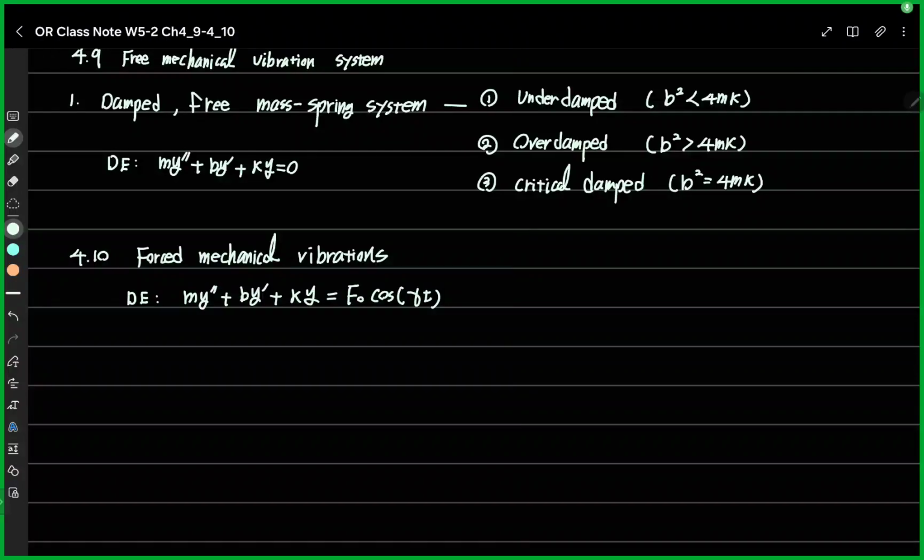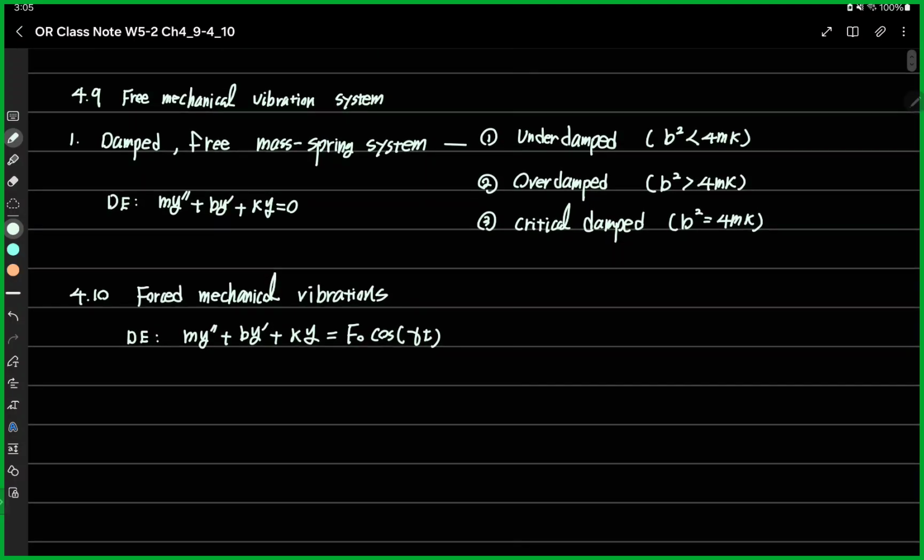All right, so I'm gonna go over 4.9 and 4.10. I'm gonna introduce oscillation, I mean resonance, in 4.10. So basically, we're gonna study free mechanical vibration. So no damped, sorry, it's damped, but no external force. So damped free mass spring system in 4.9.